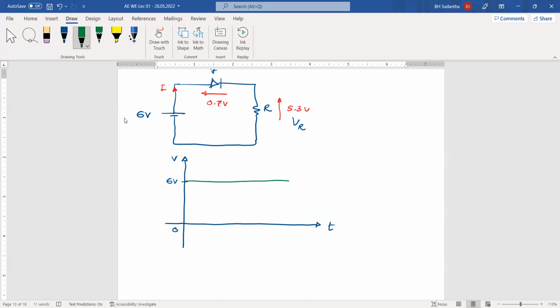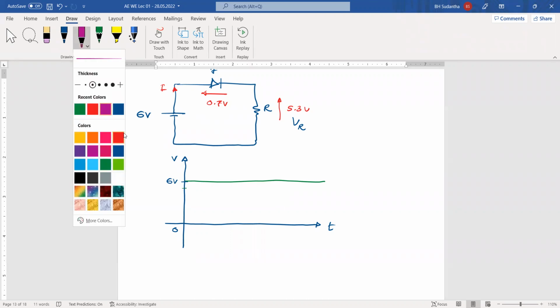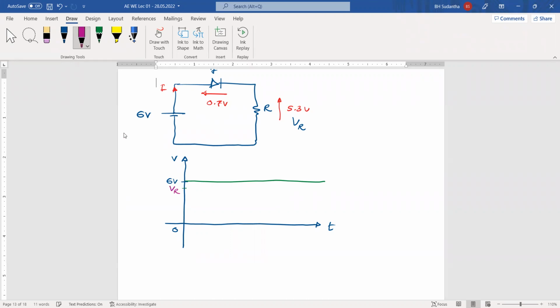And this is the battery voltage. Throughout the time we have applied 6 volt constant voltage. But when you measure the voltage across the resistor, it's less than that. Then this is VR. VR is 0.7 volts less. Here, a 0.7 volt gap is there, because of the diode.